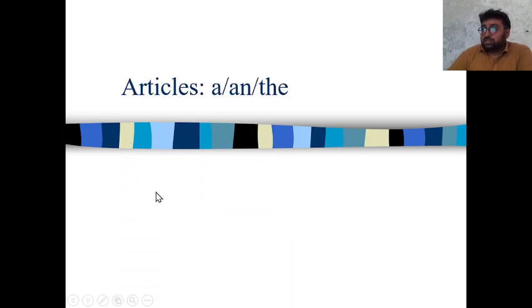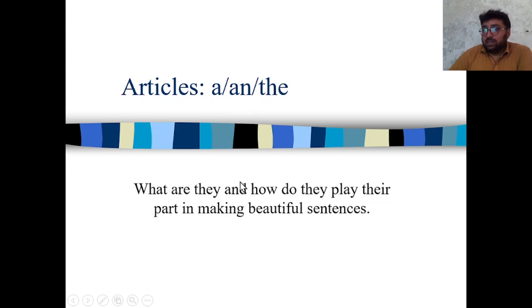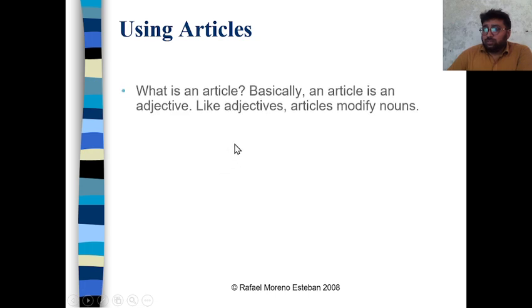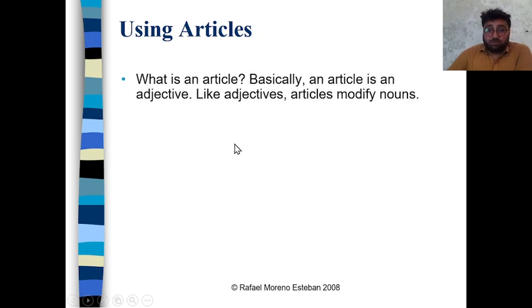Today we are going to discuss articles. There are only three articles: the first is a, the second is an, and the third is the. We are going to learn what they are and how they play their part in making full sentences using articles. Articles can be used in a simple way, like an adjective.